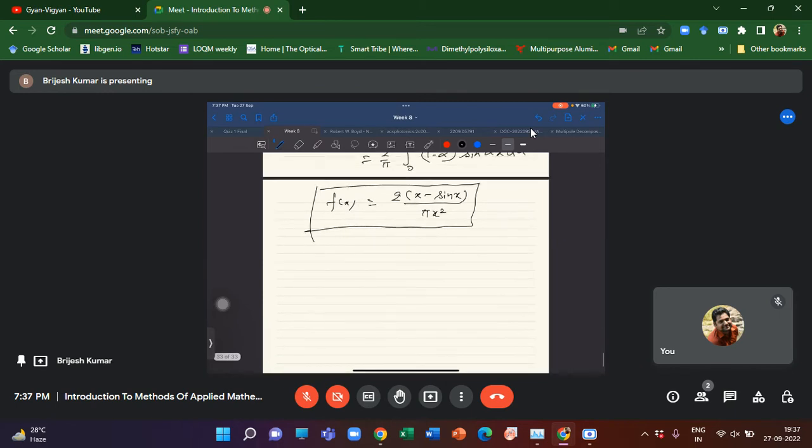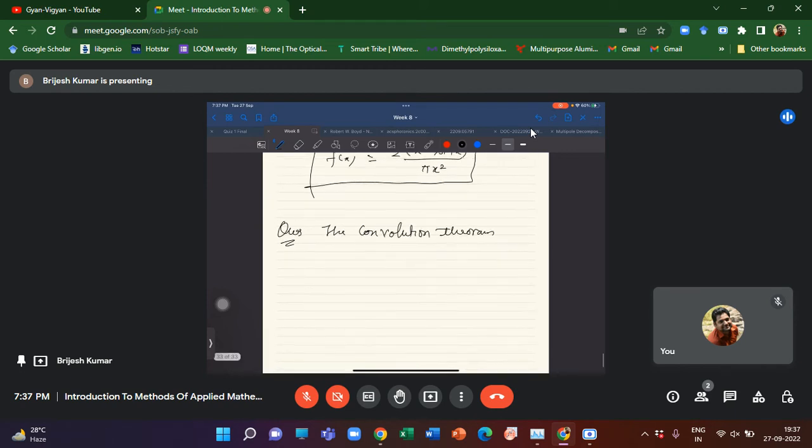Okay, now one question we will solve on the convolution theorem. So first we will prove it: how you will prove the convolution theorem.